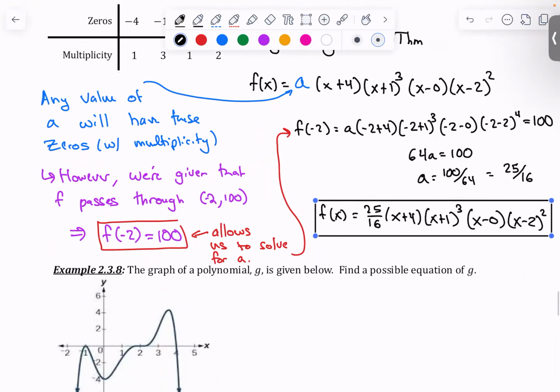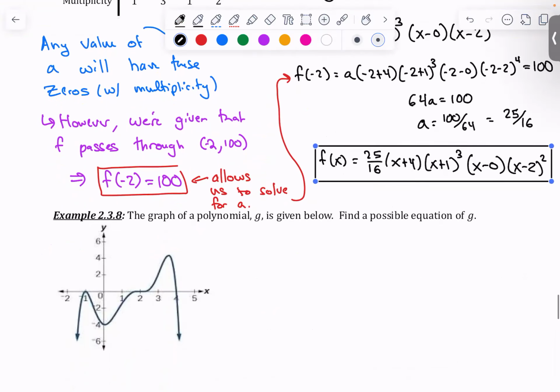I'm going to start this problem off for us, and then you guys can finish it. This time, instead of being given the zeros and their multiplicities, we're given the graph. One thing I'm going to mention is that there is a solid dot right here at 0, -4. That'll be useful in just a moment.